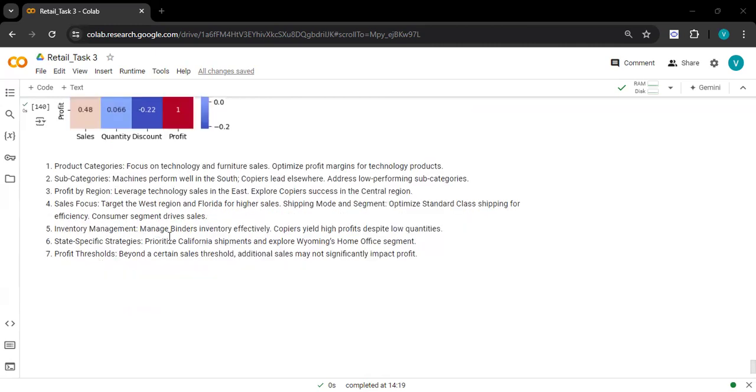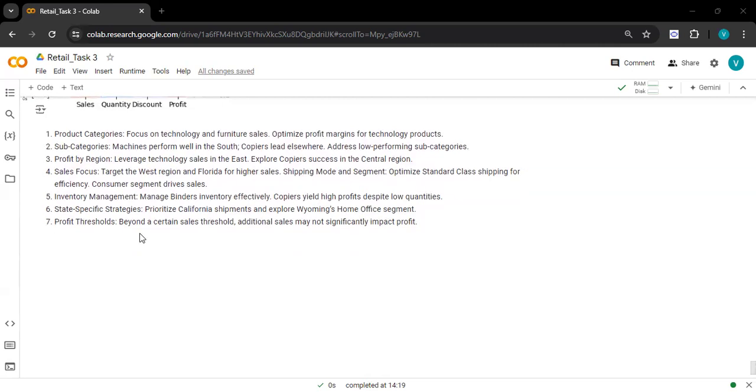For inventory management, manage binders inventory effectively because the binders got more sales and profit. The copiers yield higher profit despite being sold in lower quantities. For state-specific strategies, we need to prioritize Californian shipments because they got more sales. We need to explore Vermont in the home office segment. Even though Vermont got a lower count, it got more shipments for the home office.